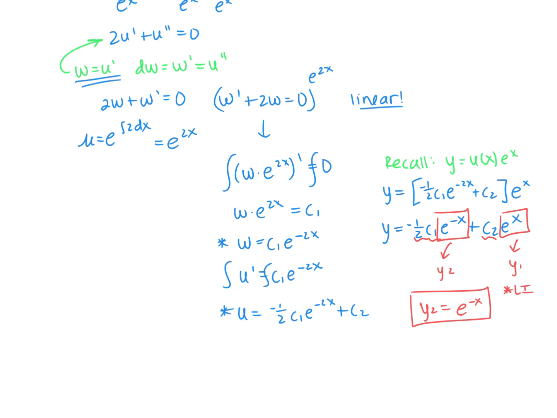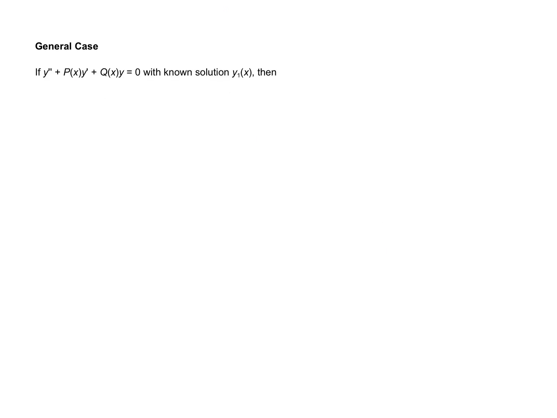So what we're going to do next is take a look at the general case. So general case, do we have to go through this reduction of order process every time, or can we find a little bit of a rule? So let's say that we have this differential equation right here that is second order, it's linear, it's homogeneous, and if you're going to notice, the lead coefficient is 1. And let's say that we have some solution y1 of x.